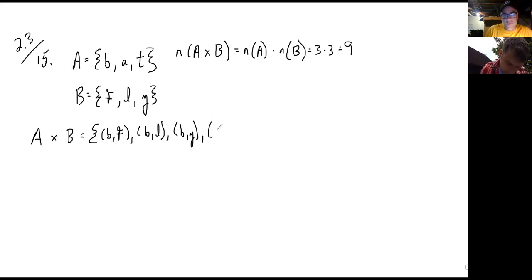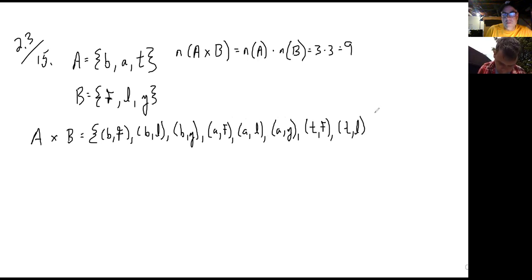Then I'll take A and do the same thing. So I'll have AF and then AL and then AY. And then 3 more: TF, TL, and TY.